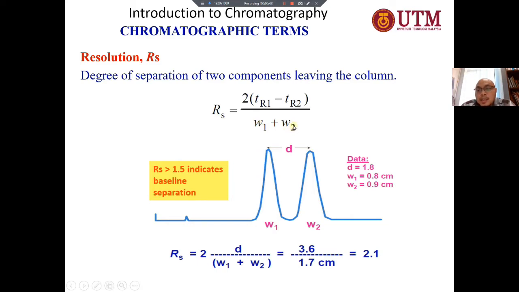Again, as I mentioned in the previous slides, you can use either centimeter or time as the width. Okay, but you need to be very consistent. For example, if you use the distance in millimeter, then for the width you need to use millimeter or centimeter. If the difference, TR1 minus TR2, uses time in seconds, then the width here you also need to calculate in seconds.